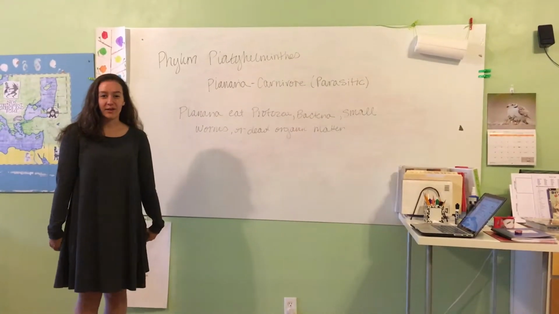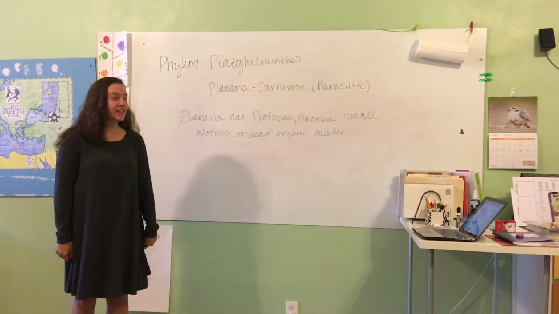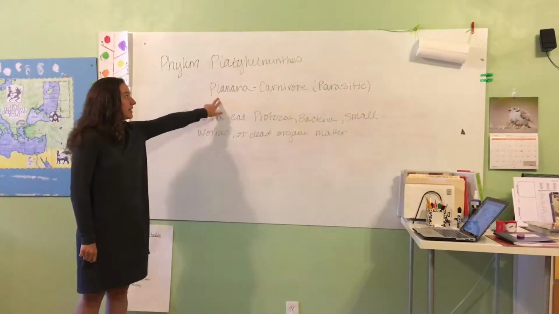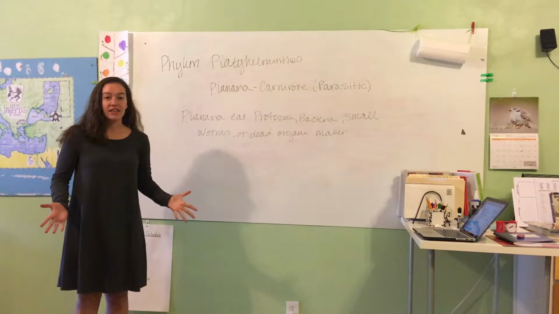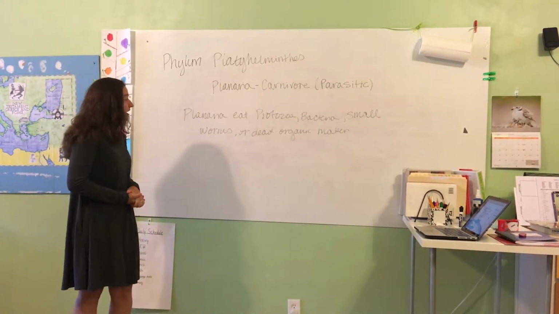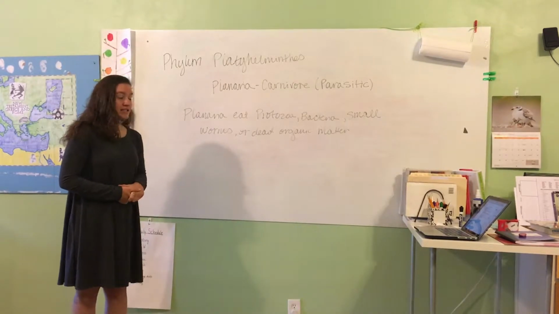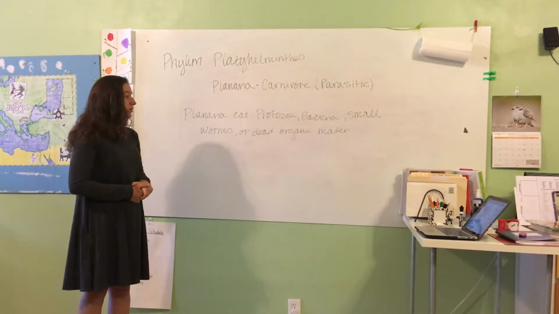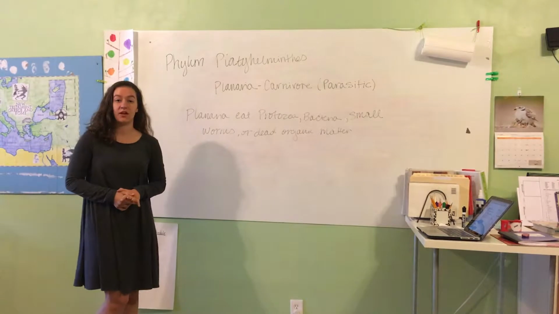So our third phylum is the phylum Platyhelminthes. As we saw in lab, our Platyhelminthes are our planaria. They are carnivores, and they are also parasitic. Planaria eat protozoa, bacteria, small worms, or dead organic matter. Like we saw in lab, they were eating a piece of liver.